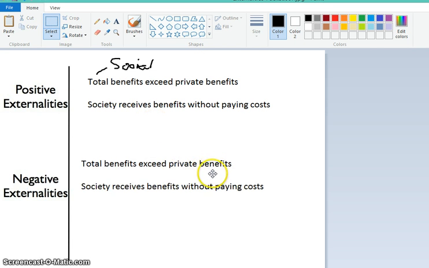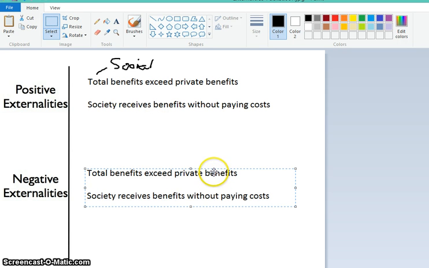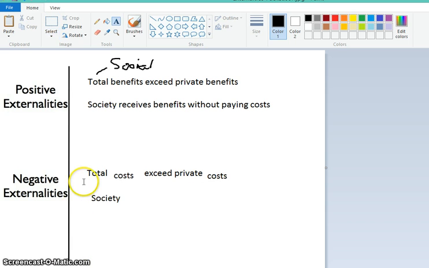Well, here we said that we have added benefits. So instead of total benefits right here, we're going to take out our benefits and substitute cost. All right, I'm going to pause and do that so you don't have to watch me struggle. So again, in this situation we have added cost, so the total cost exceeds what individuals pay.